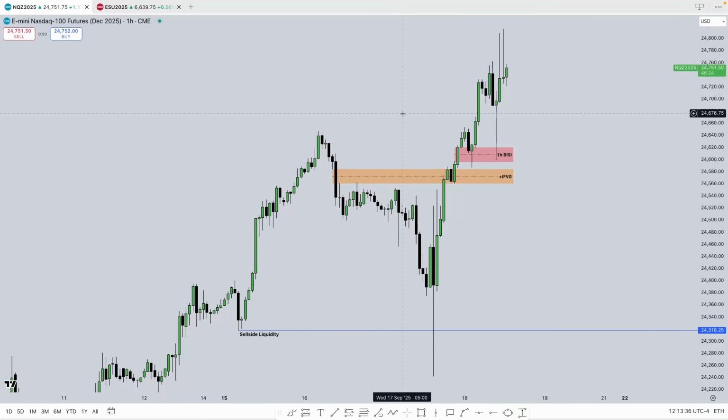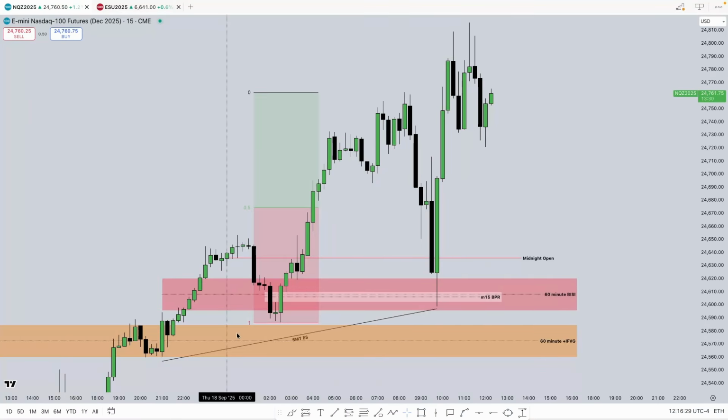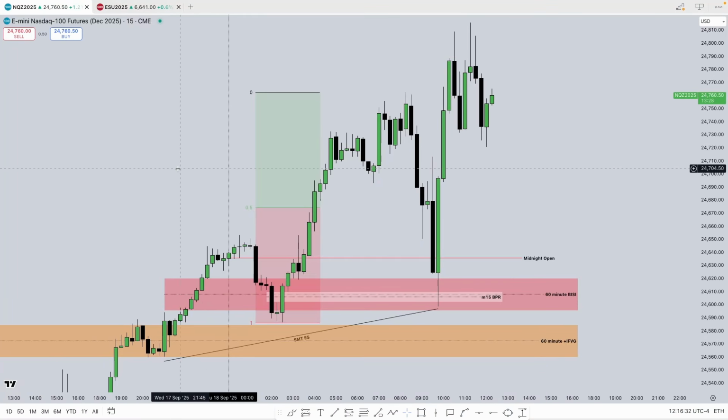Now I need you also to remember that ICT has always mentioned not to pick a top and not to assume the price now has to go lower when we are at the all-time high. So this is just me trying to find a supporting level for price to continue higher because we are at the all-time high. Now this is the 15-minute chart and this is what we have.